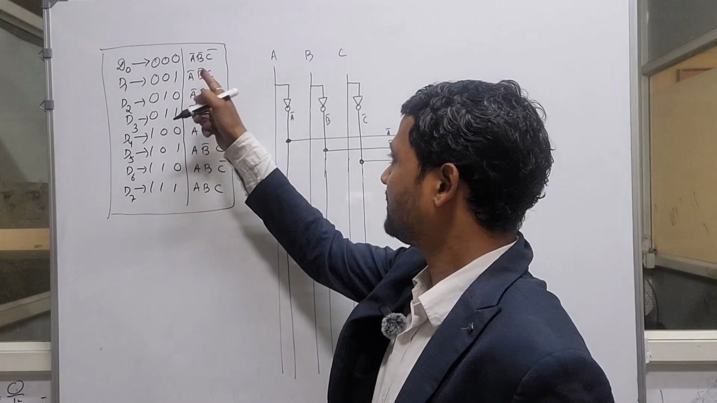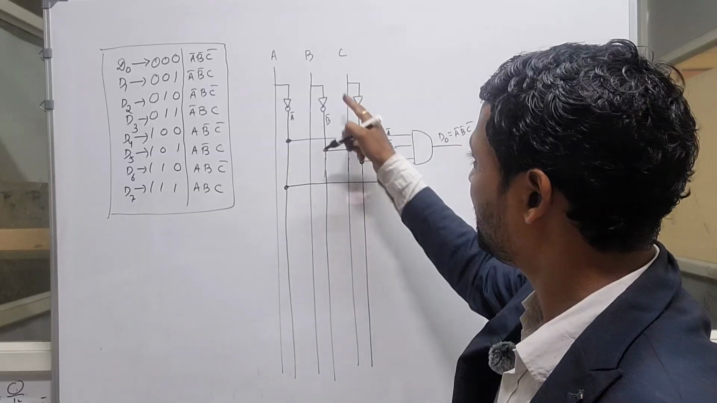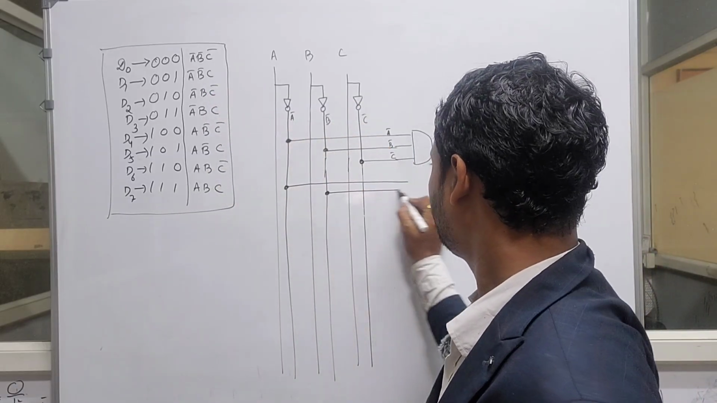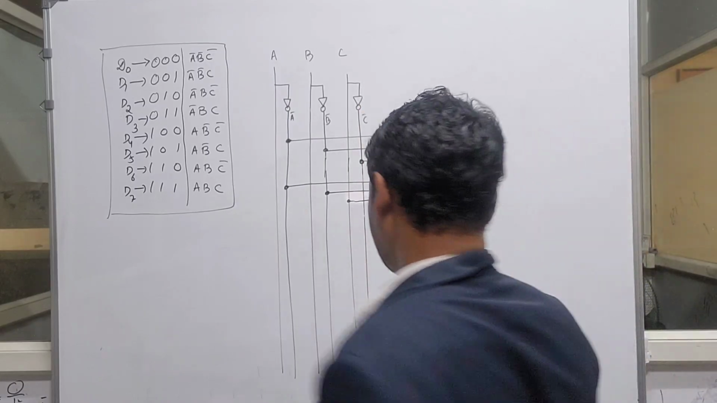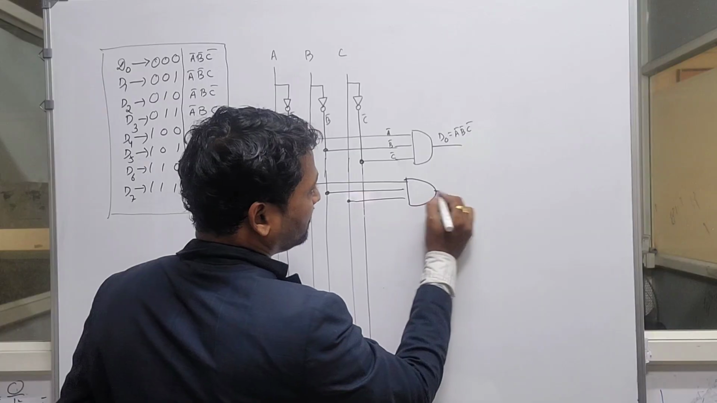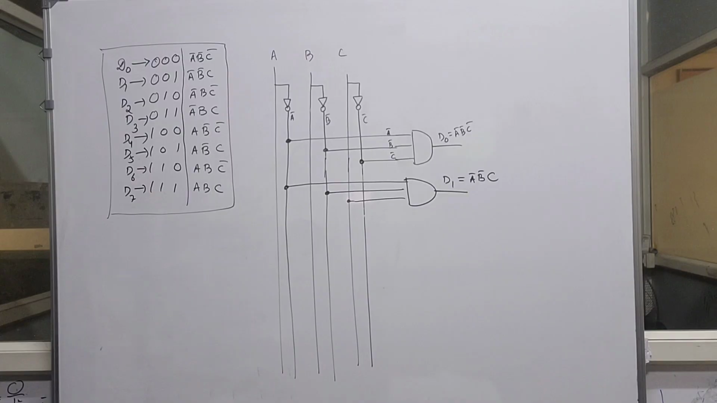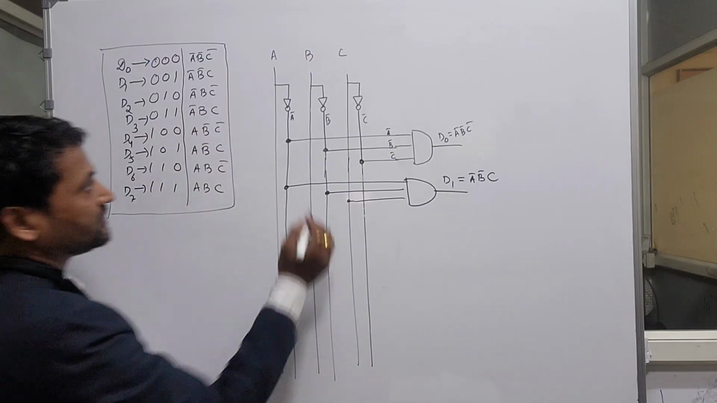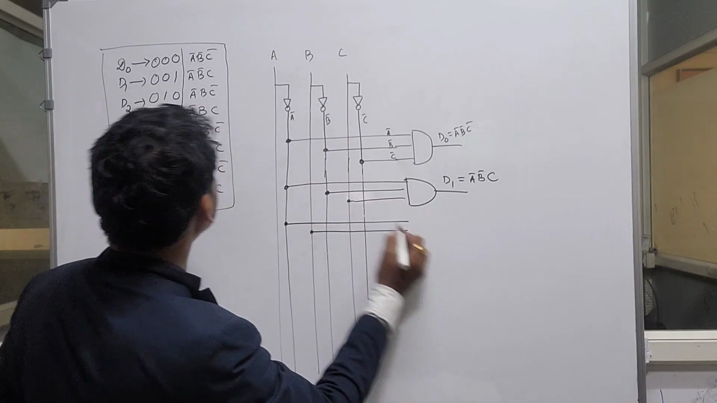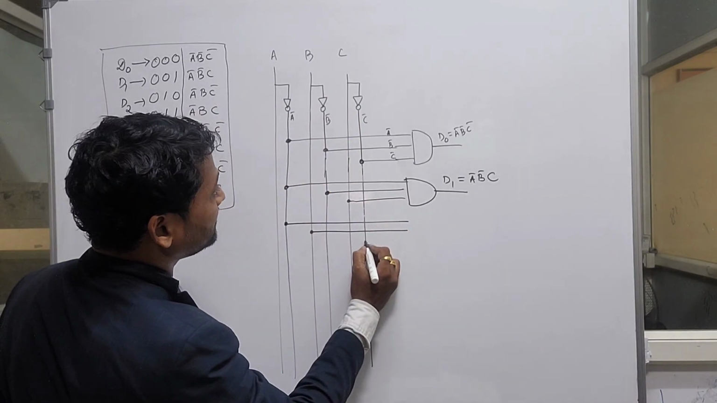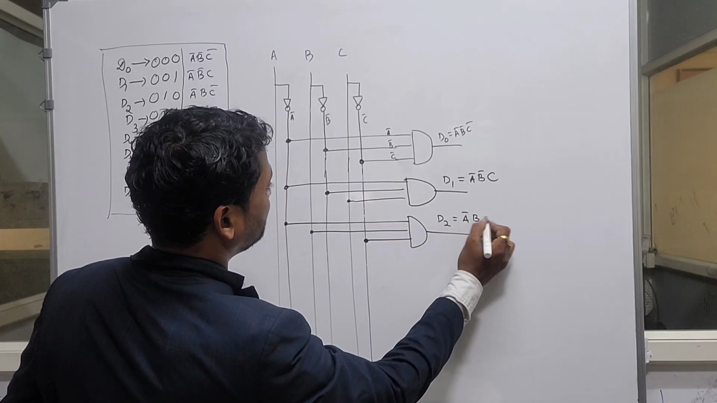For second one, A bar, B bar, C. So we take one line from A bar, second line from B bar, and third line from C. Where is C? This line is C. And one AND gate will be there. So it will be A bar, B bar, C. Similarly, third one, A bar, B, C. A bar we can take from here, B we can take from here, and C bar. So this one is C bar. So ये हो गया आपका D2, मतलब A bar, B, C bar.